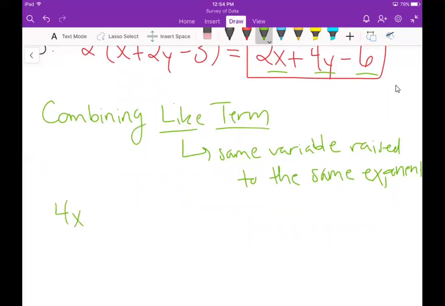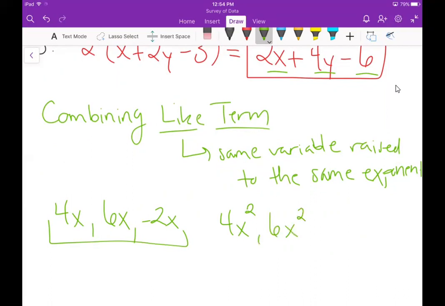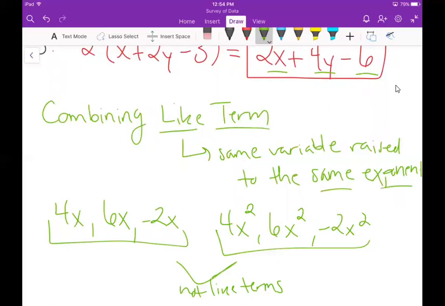So if I have 4x, I could combine that with 6x, something like that, or with -2x. All of these things are like terms. If I instead have 4x squared though, then I could combine that with 6x squared or -2x squared. But these separately are not like terms, because even though they both have x's, those x's are not to the same exponents. So make sure you understand like variables: things that can be combined are same variables to same exponents.